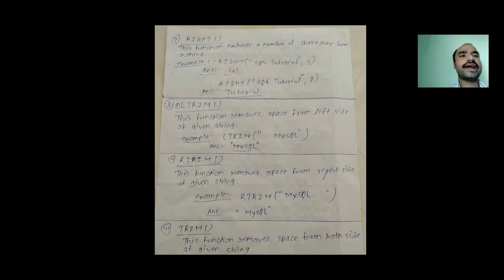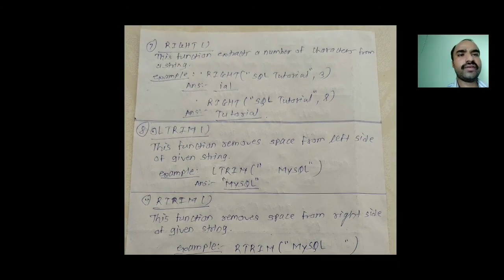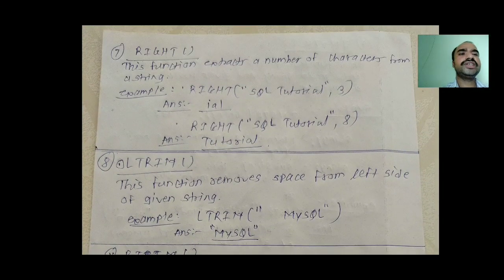Then let's move towards the right function. It is the same as the left function. This function extracts a number of characters from a string from the right-hand side. So RIGHT SQL tutorial, comma 3. It will give the answer IAL, because it takes the number of characters from the last, meaning the right-hand side. Another example: SQL tutorial, 8, will give the answer tutorial.